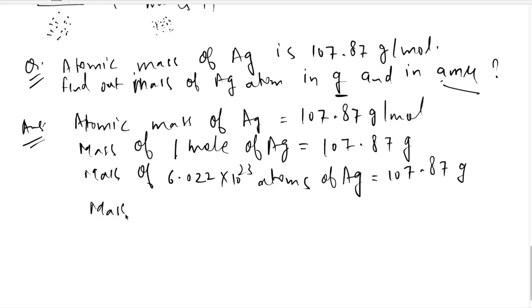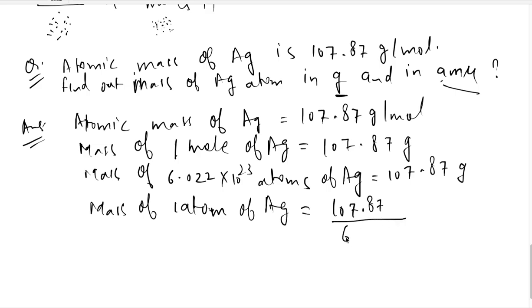We can easily do that with the unitary method. So the mass of one atom of silver will be 107.87 divided by 6.022 into 10 to the power 23 gram. We can easily calculate that. So this is 1.79 into 10 to the power minus 22 gram.